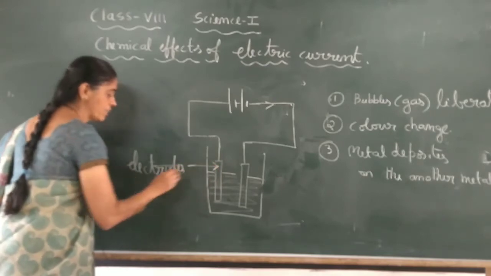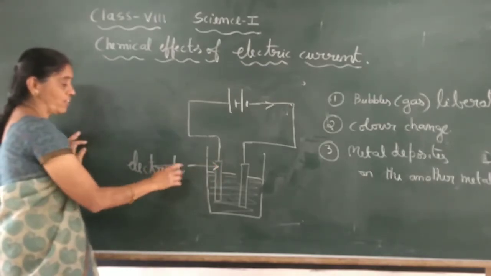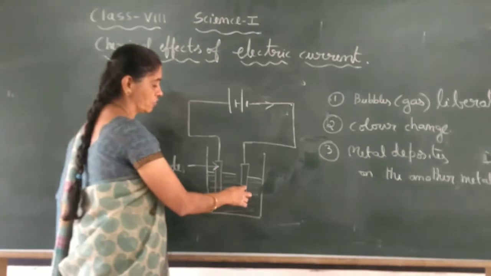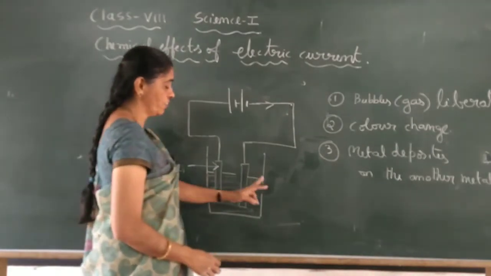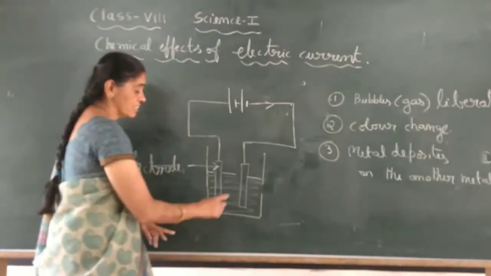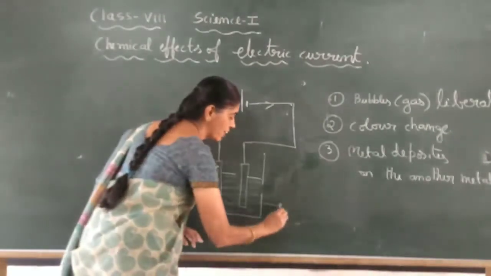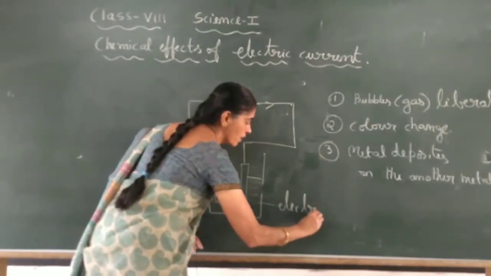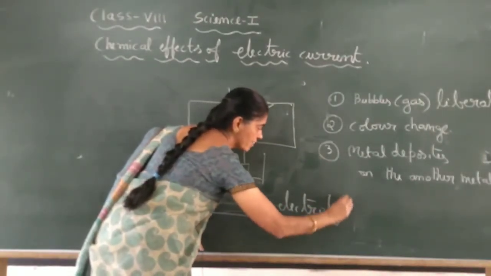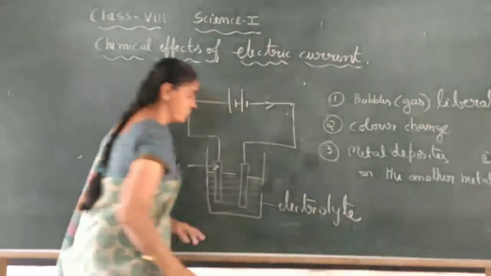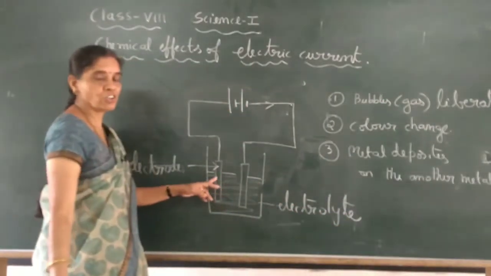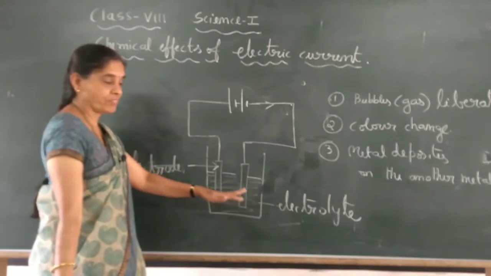So this is nothing but an electrode. One electrode here and the other electrode there, and if you conduct electricity through this solution, it is called an electrolyte. If you dissolve salt here, the salt solution is an electrolyte.